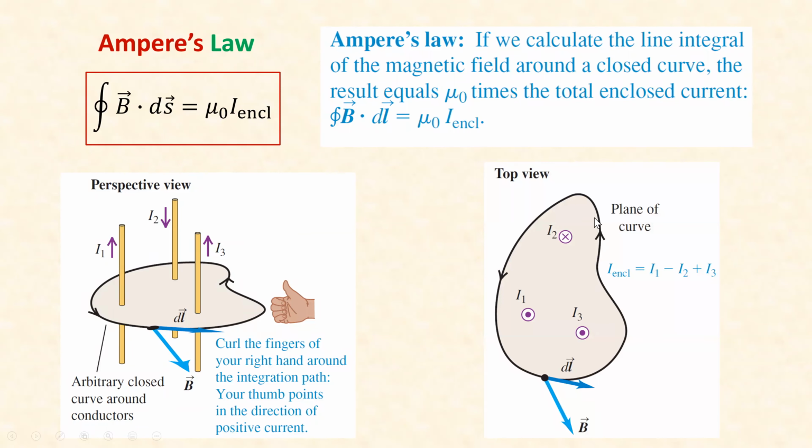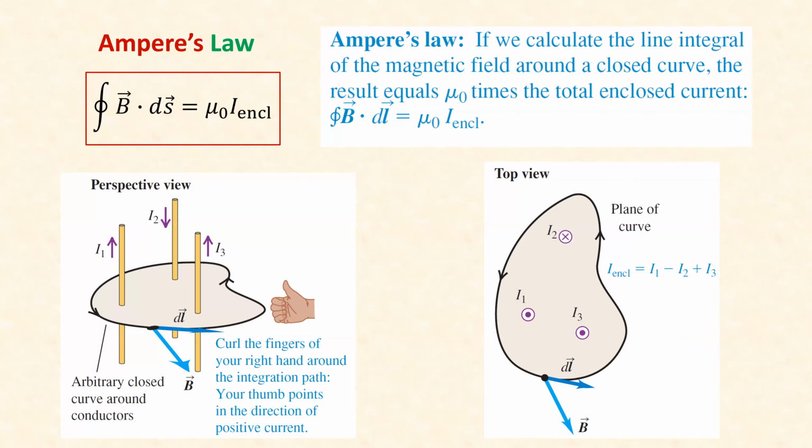So here you see that this is the same curve, I1, I2, I3, and I1 and I3 are going out of the page. Therefore, we're looking at this figure from above, top view, and I1 and I3 are coming out, I2 is going in, so the net current going through this loop is I1 plus I3 minus I2. So the one that goes in the opposite direction is counted as negative.